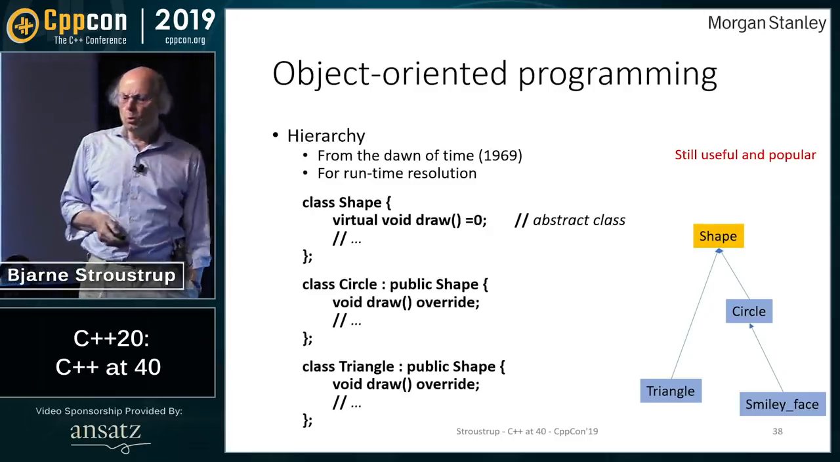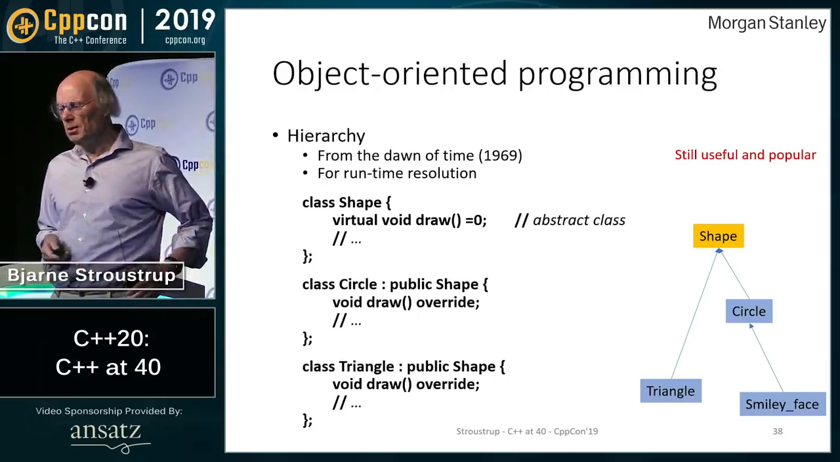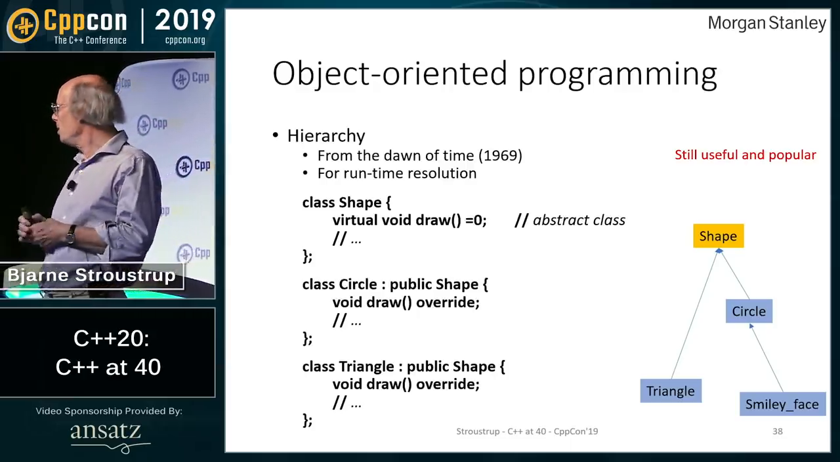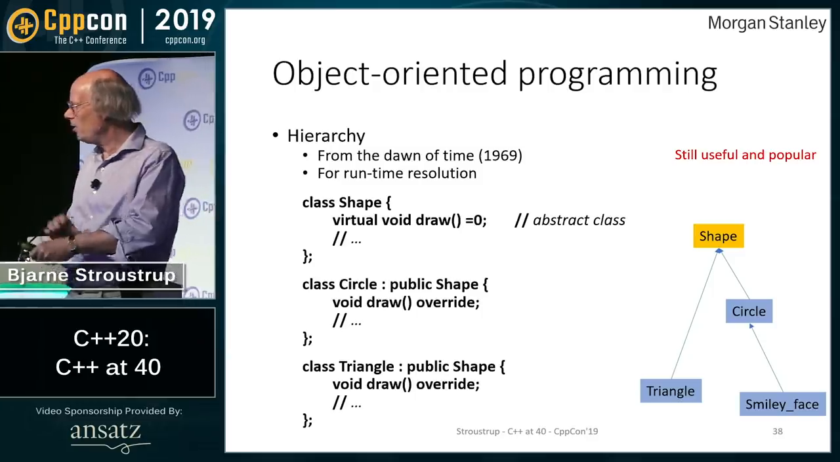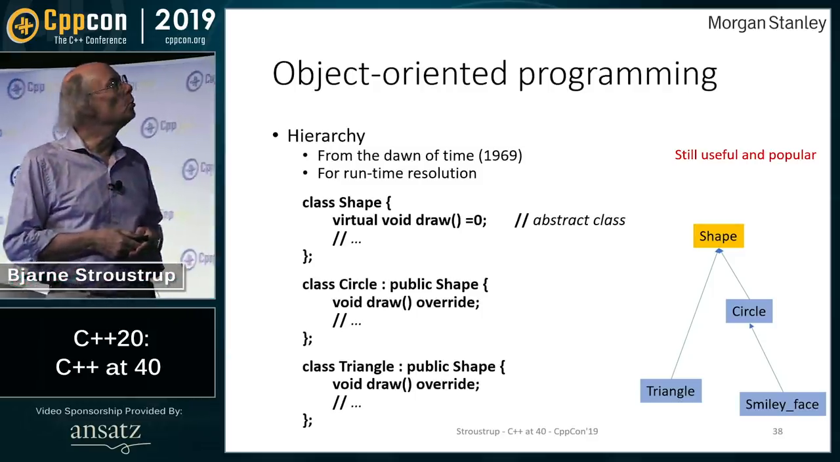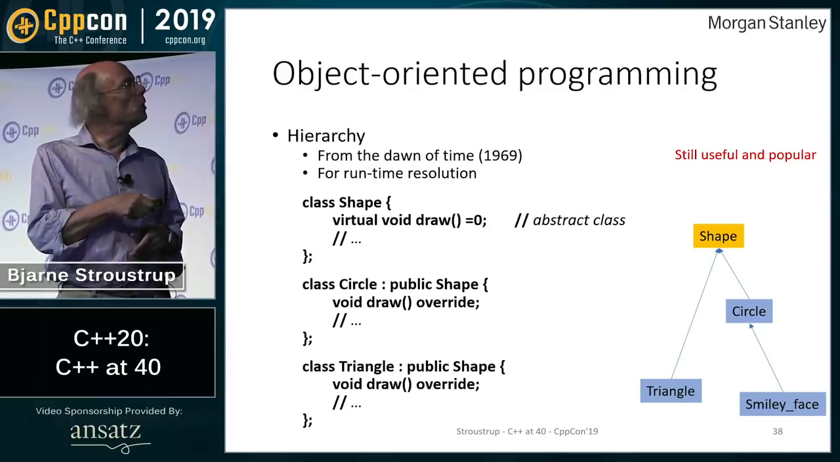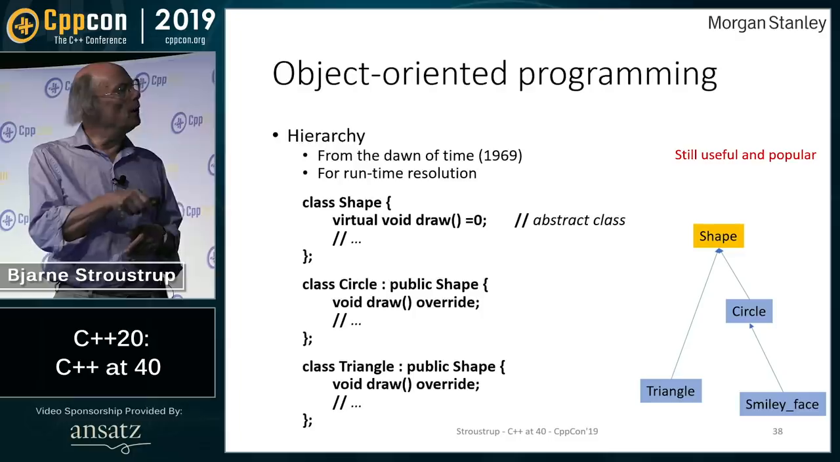Here's the old draw all shapes example from about '67, '69, thereabouts, when I first learned it from Kristen Nygaard, who designed Simula and came up with this stuff. We have an abstract base class. We have some overriding functions.